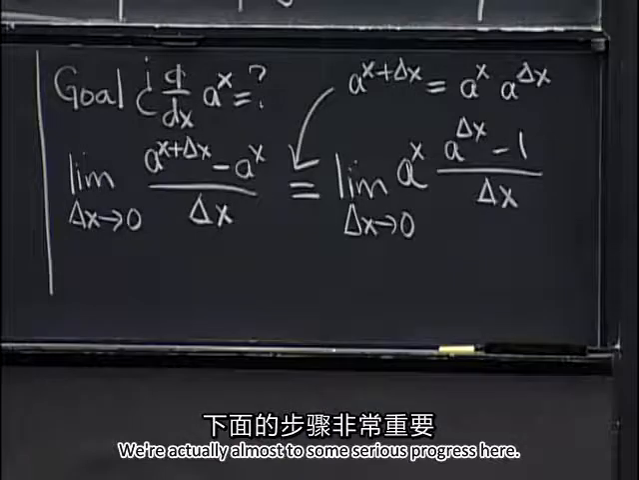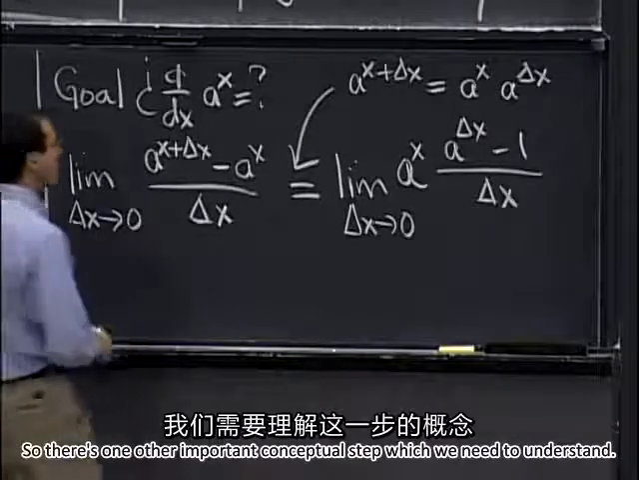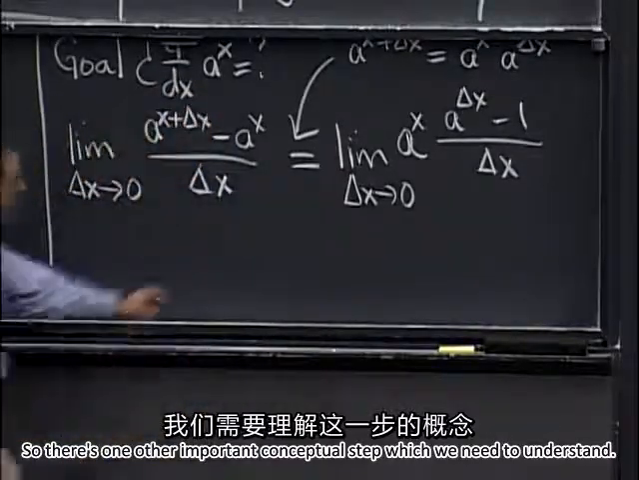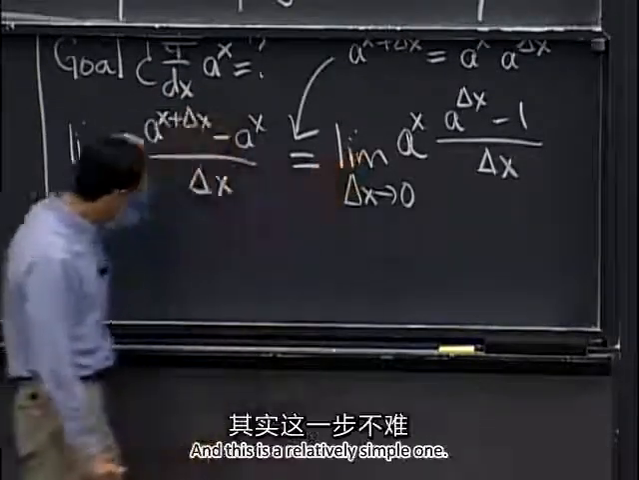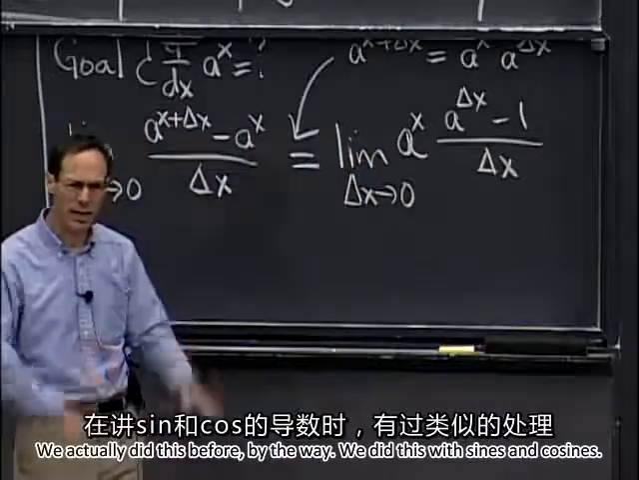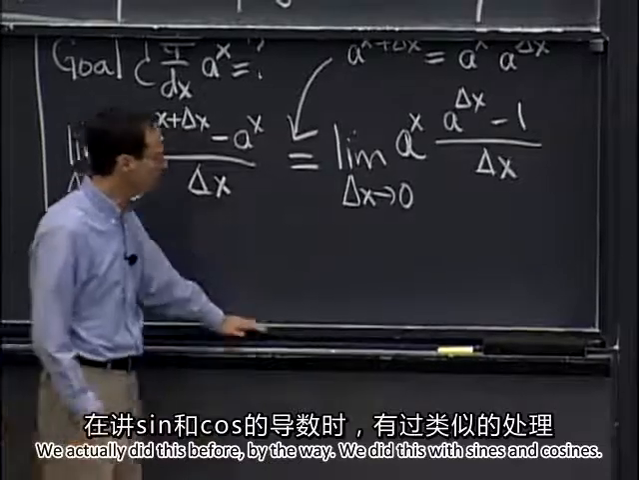So far, so good. We're actually almost to some serious progress here. So there's one other important conceptual step which we need to understand, and this is a relatively simple one, and we actually did this before, by the way. We did this with sines and cosines.